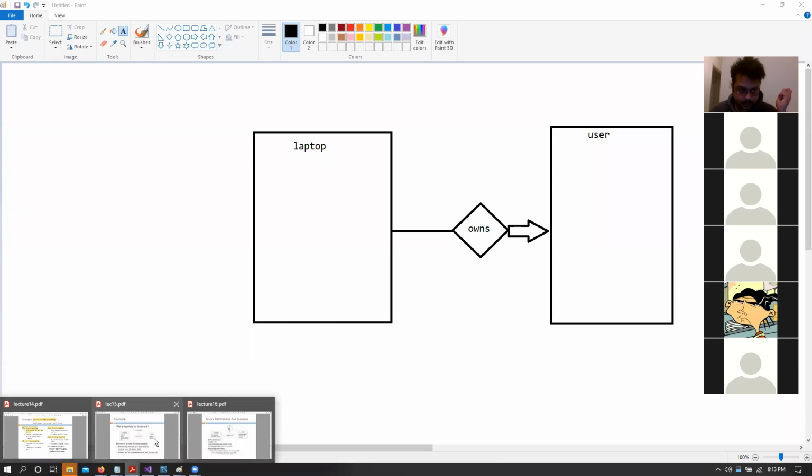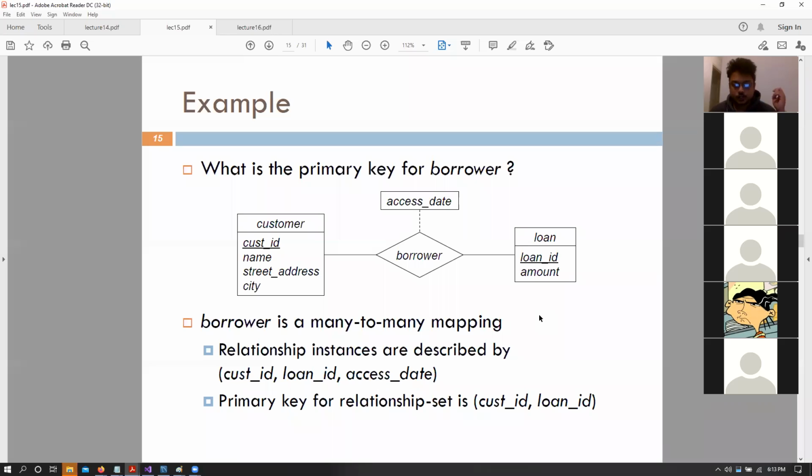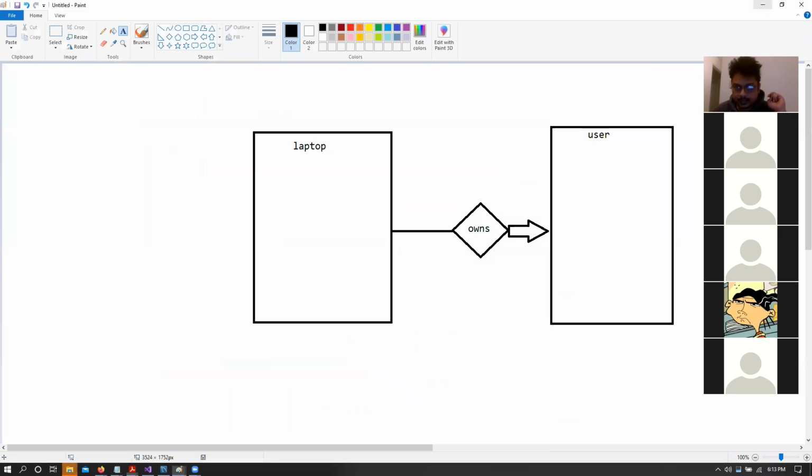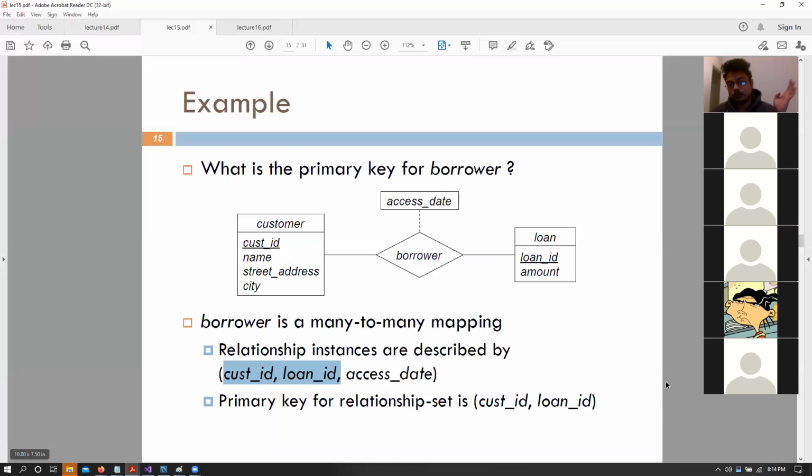Very good. Okay. So in case of this many-to-many relationship, we would have both customer ID and loan ID as our primary keys for borrower. In this situation, that is many to one. In that situation, laptop would be the primary key. One laptop, one user, right? But a user can have multiple laptops, right? If it's a one-to-one relationship, then one of those would be the primary key, the other one would be a unique key, right?